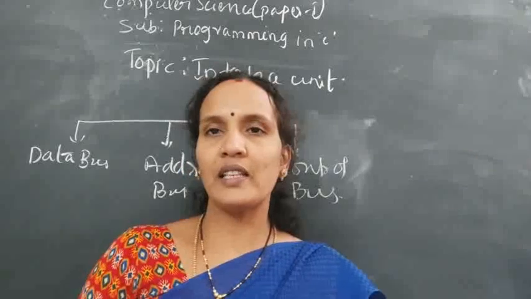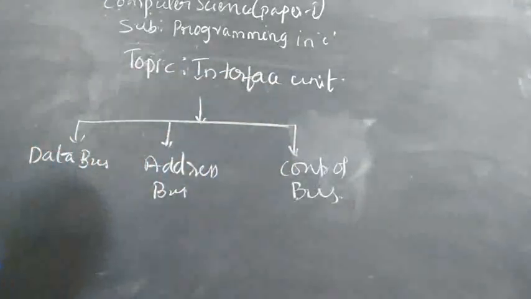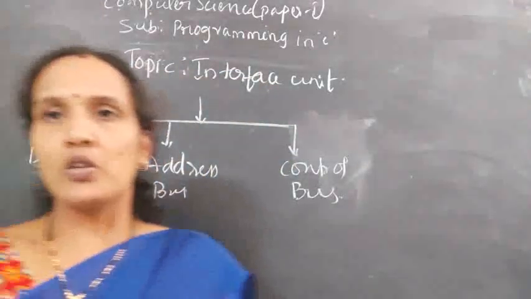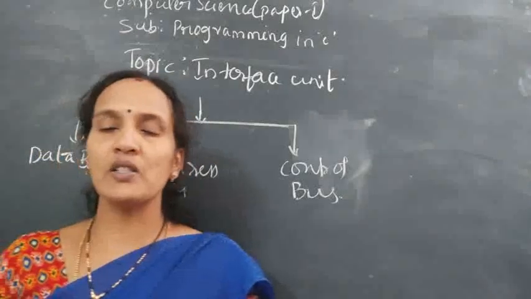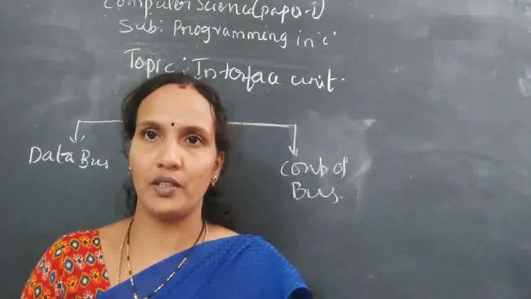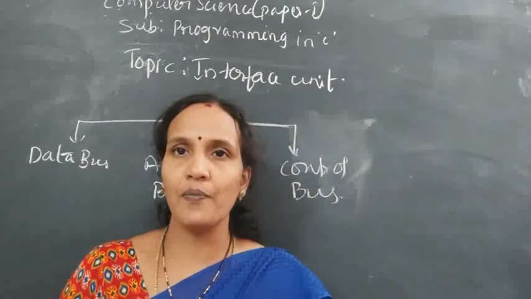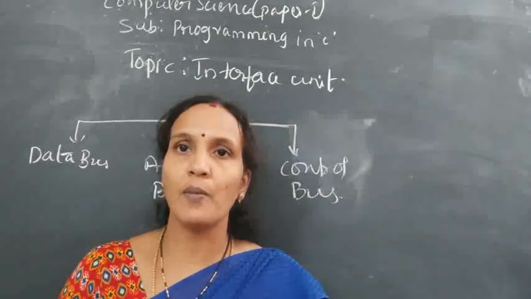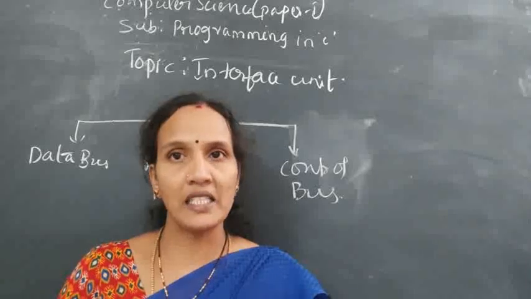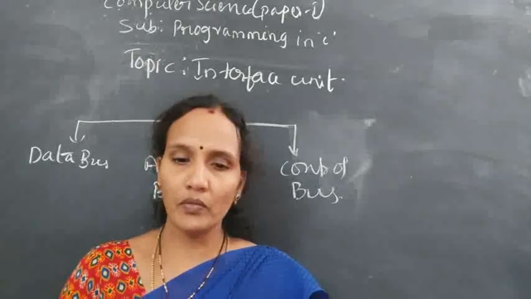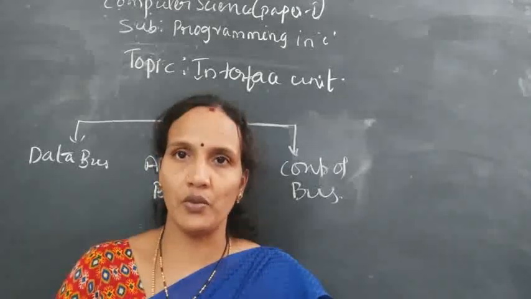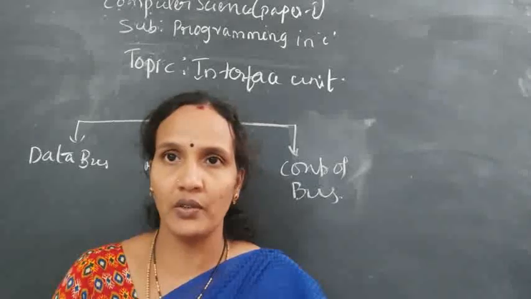So today in this class we'll discuss the interface unit. Okay. So the interface unit is the last component of the anatomy of computers. In the anatomy of computers, we have already completed three parts: the input and output devices, memory, and CPU. The last part is the interface unit. Actually, what is this interface unit? What is the use of this interface unit?